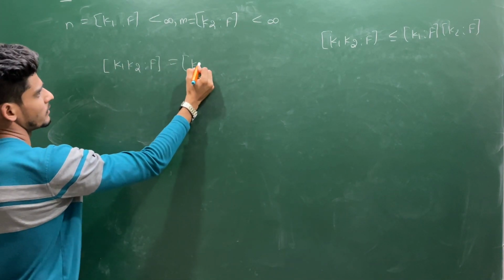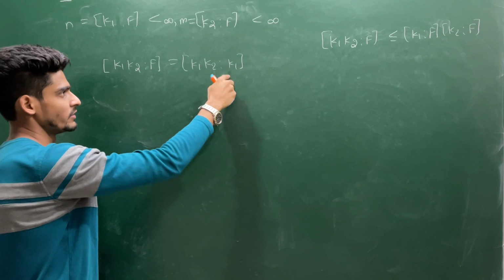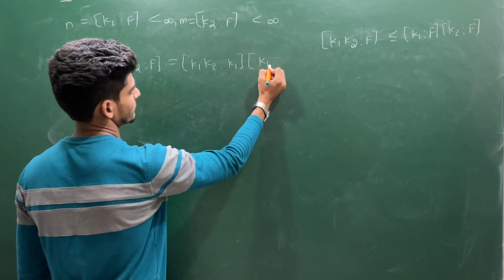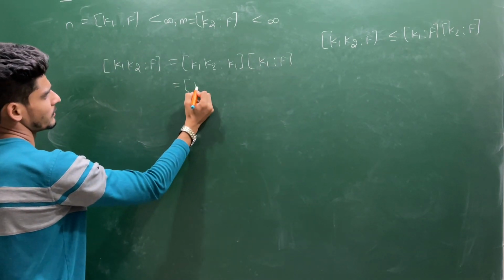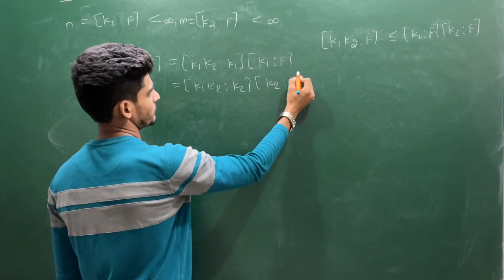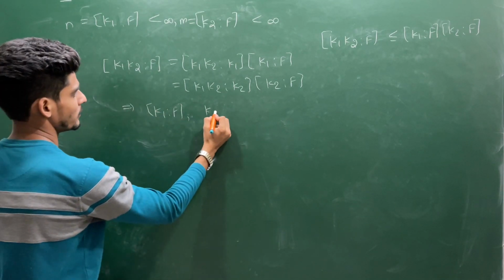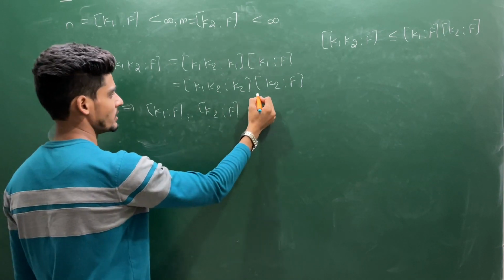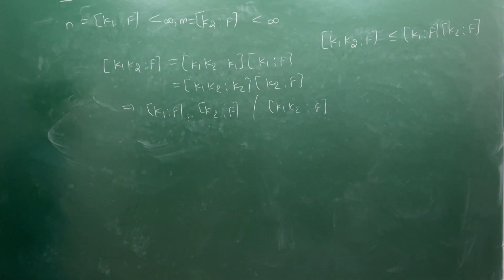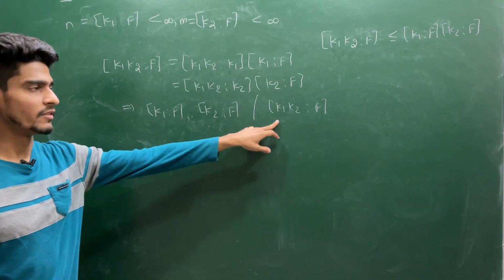This I can write in this manner, K1 K2 over K1, because this K1 K2 is an extension of K1, because this K1 K2 contains K1 and K2 both. I can also write in this format. This is also an extension of K2. So this forces me K1 over F and K2 over F. The degree of these two extensions divides the degree of K1, K2 over F. That I can surely say. This divides this one and this divides this one.